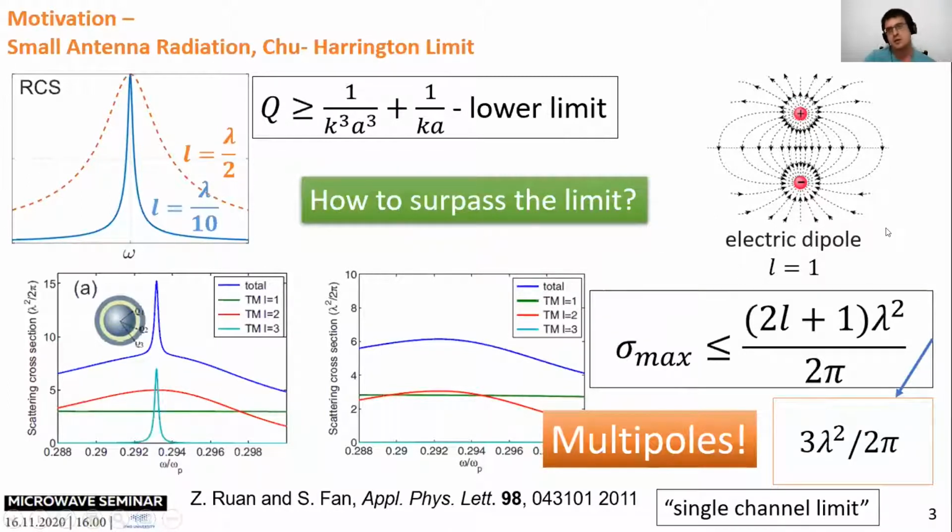In any case, if we are dealing with a simple lossless ideal case of small electric or magnetic dipolar resonance, there is a next limitation. The first one, the Chu-Harrington limit, is related to the width of the operational bandwidth of your structure. This limitation tells us that in any lossless structure, under the condition of a sub-wavelength antenna or scatterer, you cannot radiate more than (2L+1) lambda squared over 2 pi. And for the simplest case of a single channel, when you have only one degree of freedom, for example only an electric dipole resonance, your scatterer cannot scatter more than 3 lambda squared over 2 pi. This is called the single channel limitation.